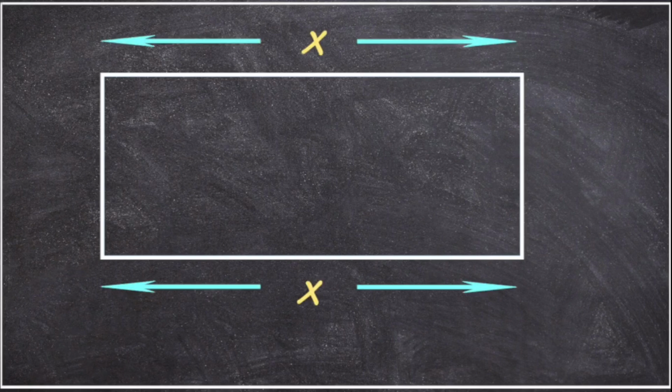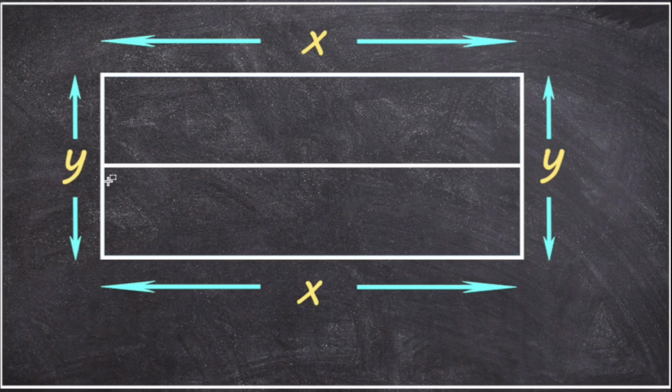Let's begin with the basic rectangle, and we'll say that the width of the rectangle is x and the height of the rectangle is y. I'm going to split the rectangle in two by using a horizontal bisector. The bisector splits the rectangle into two equal parts, and so the top and bottom are exactly the same size, which means that their width is still x, but the height of the new rectangles is now y over 2.